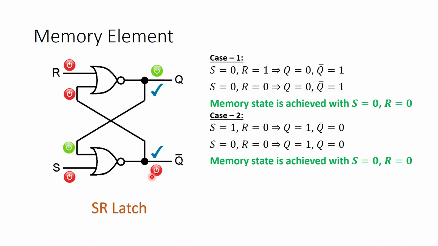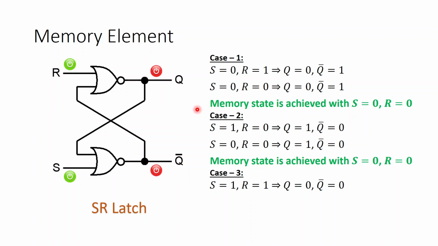What remains to be checked? We have not checked the configuration S equals to 1, R equals to 1. What happens then? Let us see. When S equals to 1, R equals to 1, obviously both of the outputs will be 0, and this is a steady output because these outputs will come back at the input side, and this does not change anything because one of the inputs is 1. So the outputs will be 0, and this is a steady output.